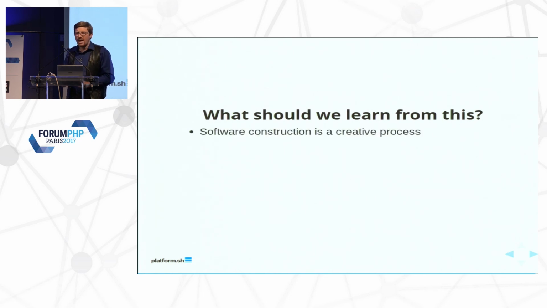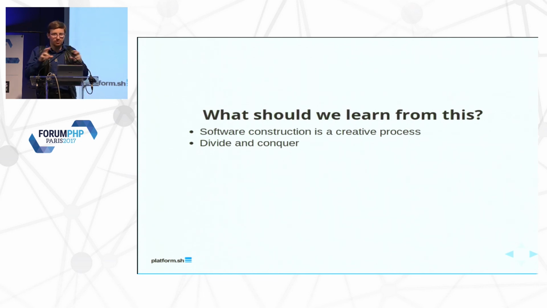Software construction is a creative process. It is much closer to any other artistic field in practice than it is to traditional engineering. Divide and conquer should be your first approach to almost any problem. If it's complicated, break it down into constituent parts. Separate out the pieces, solve them separately. That applies to both the code and to the people process that produces the code.